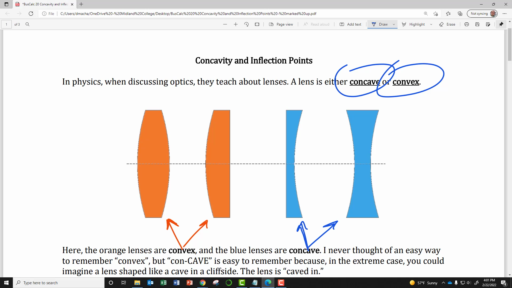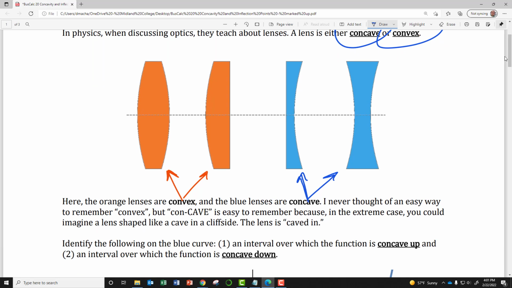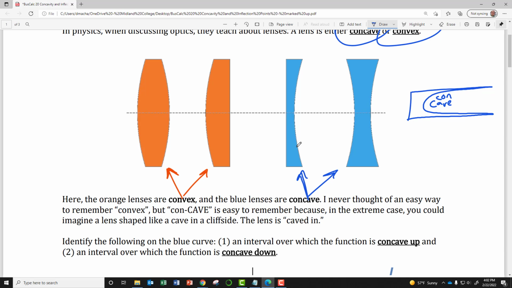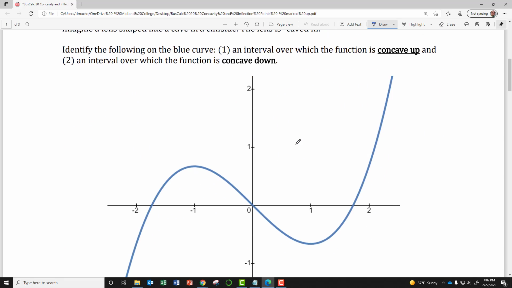Two examples of those. And I find concave easy to remember because if you imagine a lens that's very, very concave, it might start to look like the cave in a cliffside, right? Anyways, that's how I remember this idea. Make sure you get the idea of what we're talking about versus concave versus convex. But what we're talking about today in math terms is concavity.